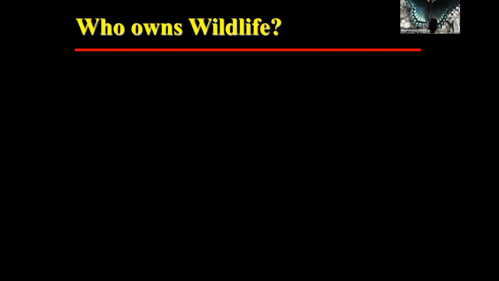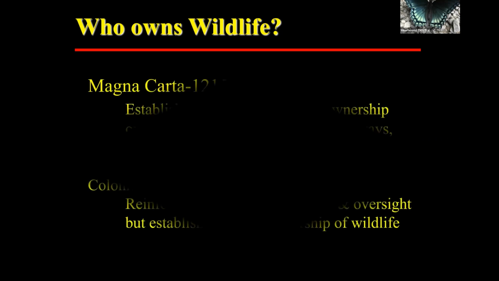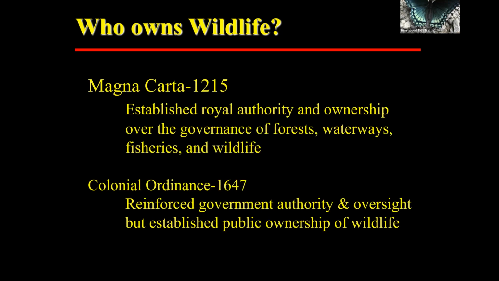Okay, now here we're going to start getting really sticky. I can tell that already. Who owns wildlife? We do. People. The government. The first known wildlife regulation was in the Magna Carta, and it essentially placed royal control, absolute royal authority, on all wildlife.